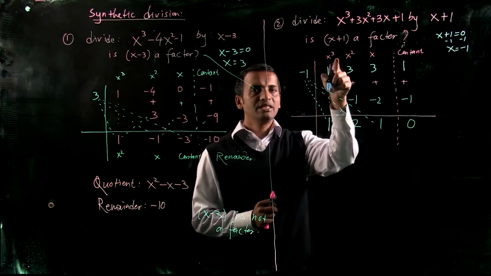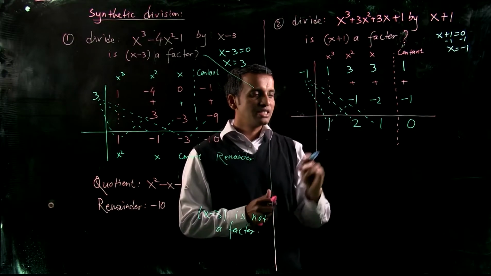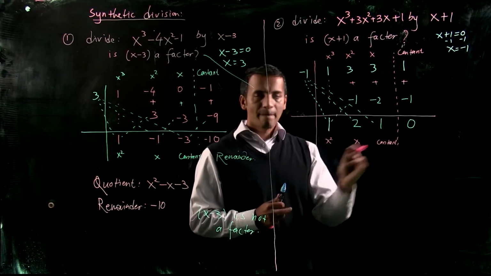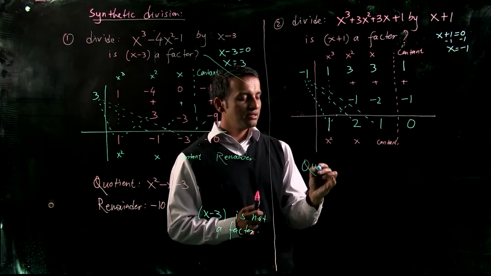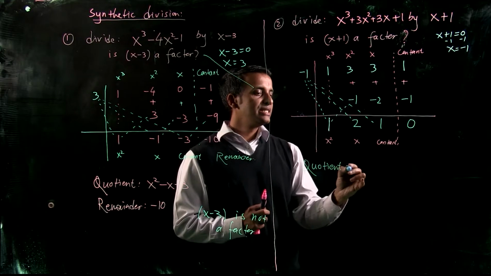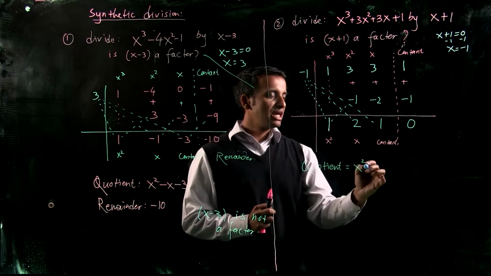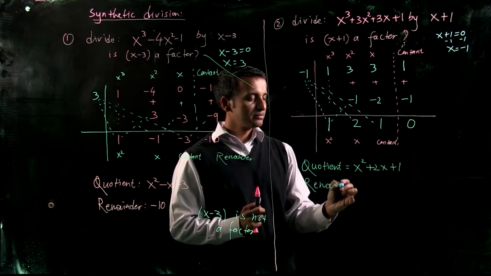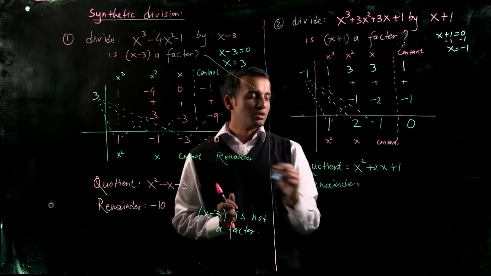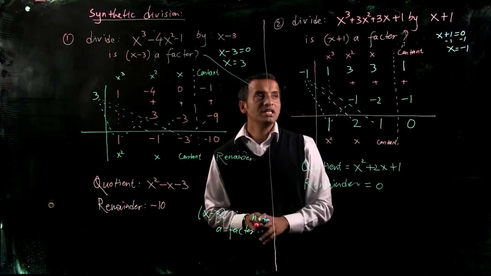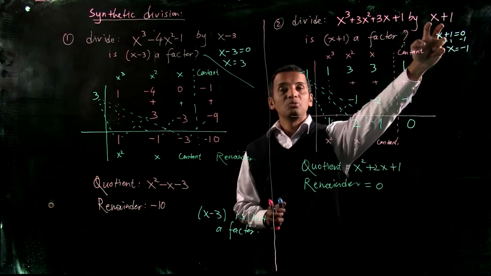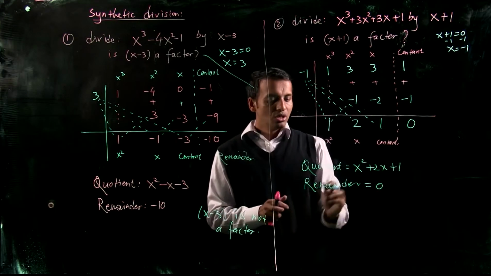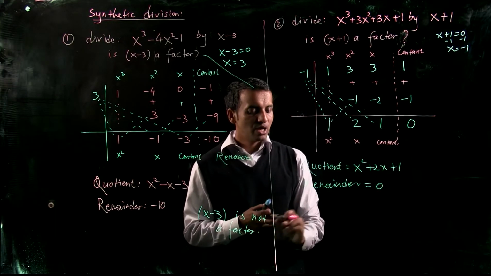What do you think the quotient would be? Because this is x cubed, this is for x squared, then x, and then the constant. So the quotient is x squared plus 2x plus 1, and the remainder is 0. This last number will always be the remainder. Since the remainder is 0, x plus 1 is a factor of this expression.